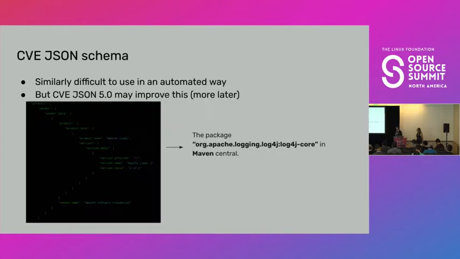So lastly, CVEs also have this JSON schema. I have here an example of the CVE JSON 4.0 schema. Unfortunately, it was also not very easy to automate on. There's a lot of freeform text involved as well. So for example here, log4j is just referred to as Apache log4j 2.